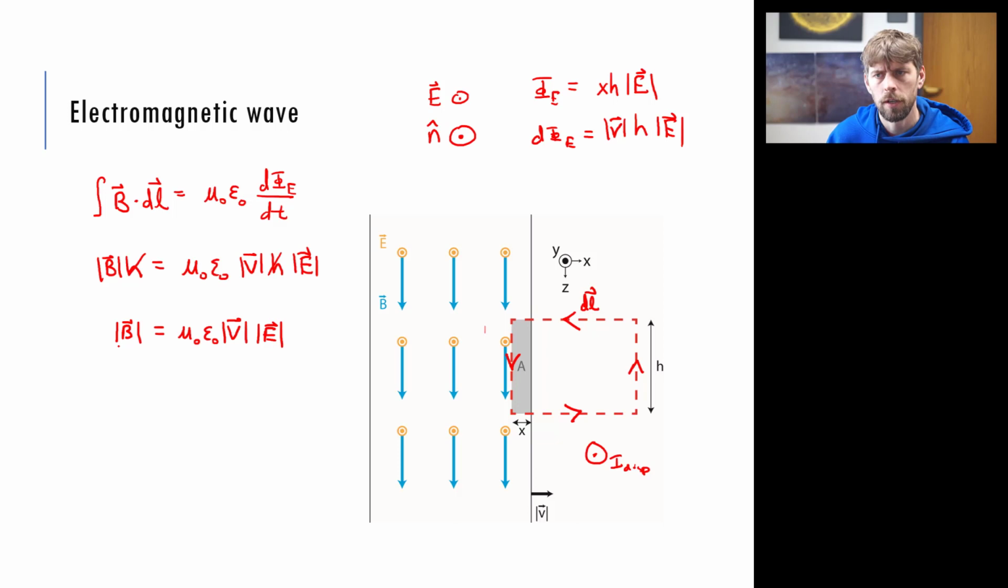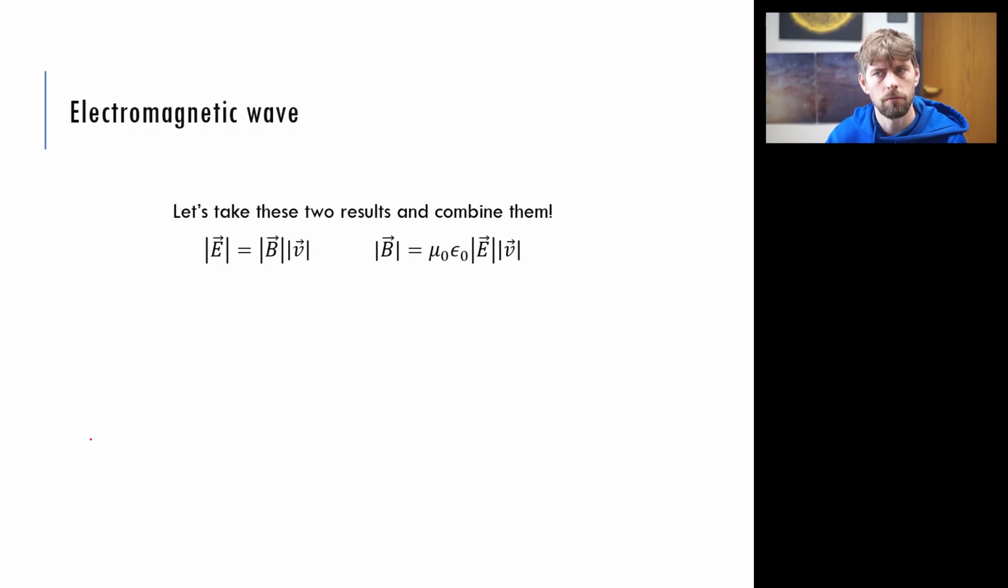In other words, we have one relationship between B, V, and E. Well, from the previous case, we had a second relationship. Let me write those down for you. And now, as I suggested, let's take those two results and combine them. I'm going to take the relationship between E, B, and V that I found using Faraday's law, and substitute it into the relationship that I found for B, E, and V from Maxwell's correction. And if I combine those two, something strange happens.